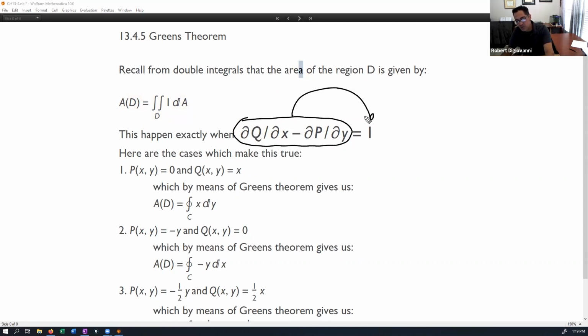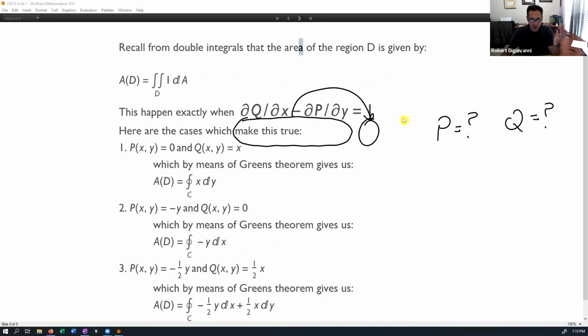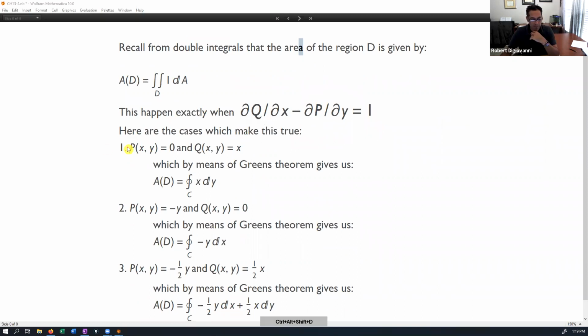Like if that equals 1, then that would be this area integral. So the question becomes, what P and what Q would you have to have in order for this thing to turn into a 1? There are 3 general cases we can look at. If I let P be 0, so the P function is 0 and the Q function is x, then do you all agree that the partial Q with respect to x is 1? And the partial P with respect to y would be 0? And then that would give you a 1.